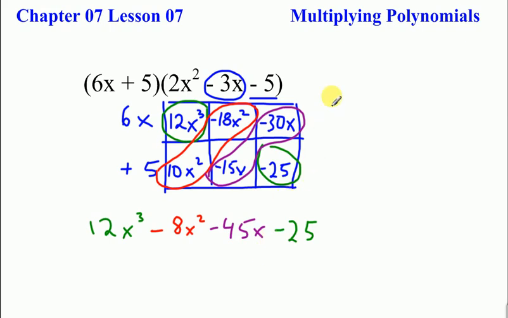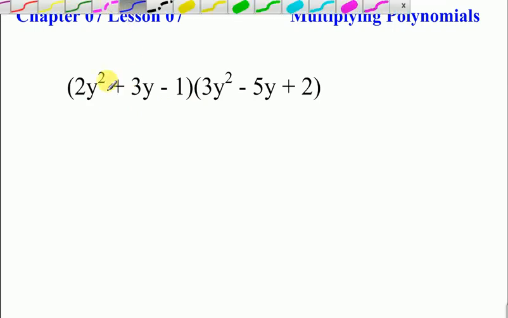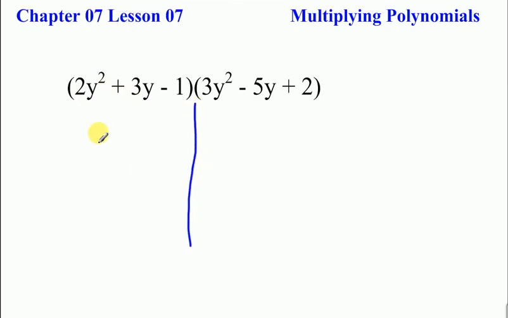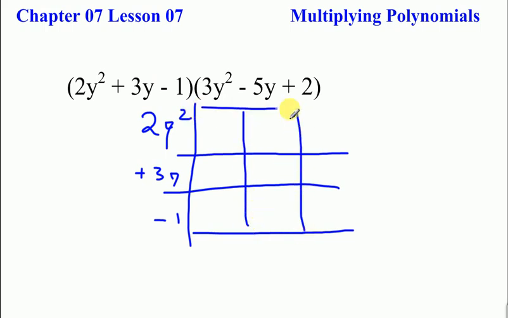All right. And since that wasn't crazy enough, let's get real crazy up in here. All right. The trinomial times a trinomial. So let's start writing this out vertically. So we have 2y squared. Then next we have plus 3y. And then we have minus 1. Alright, now need a little line there, little line here, and make that our box.